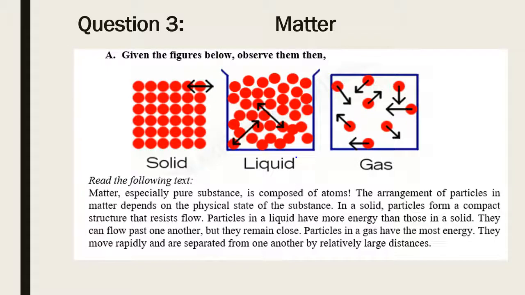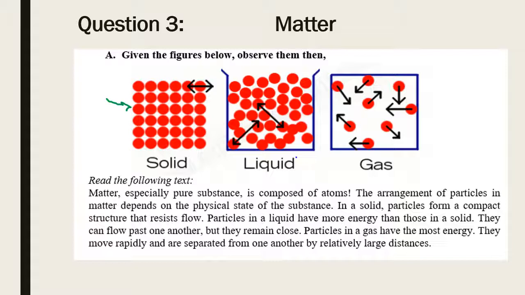Question 3, again, is about matter. We spent a lot of time on matter, this is why we've got 2 questions about it. Read the following text. Matter, especially pure substance, is composed of atoms. The arrangement of particles in matter depends on the physical state of the substance. In a solid, particles form a compact structure. Okay, so look how we drew them. Here we've got a compact structure that resists flow.